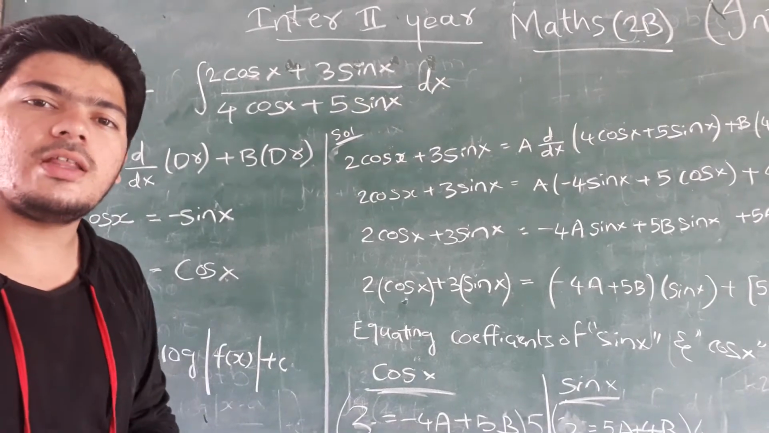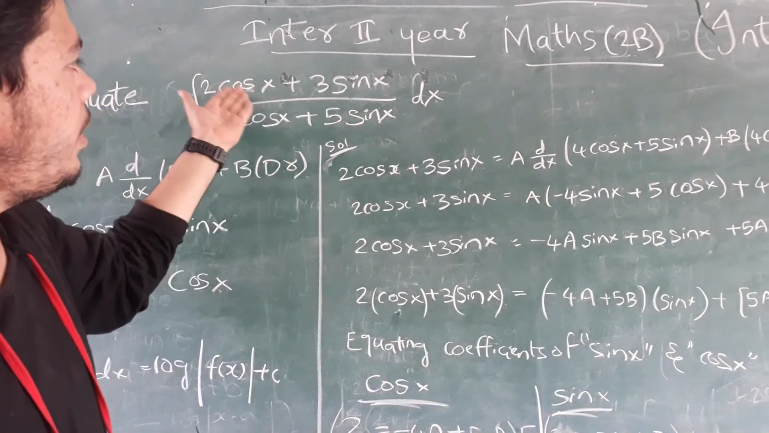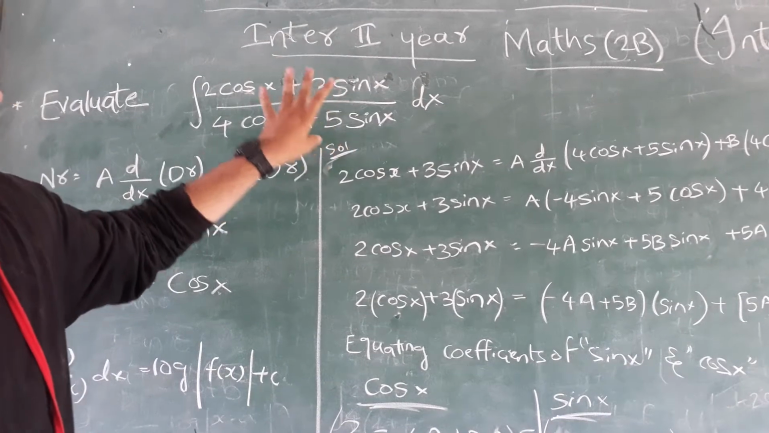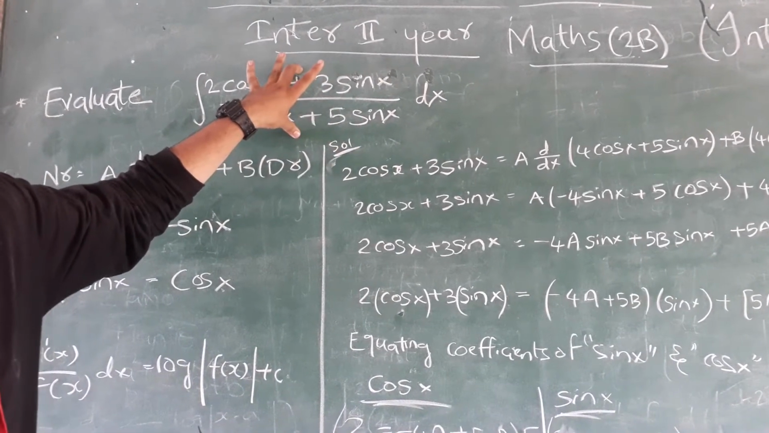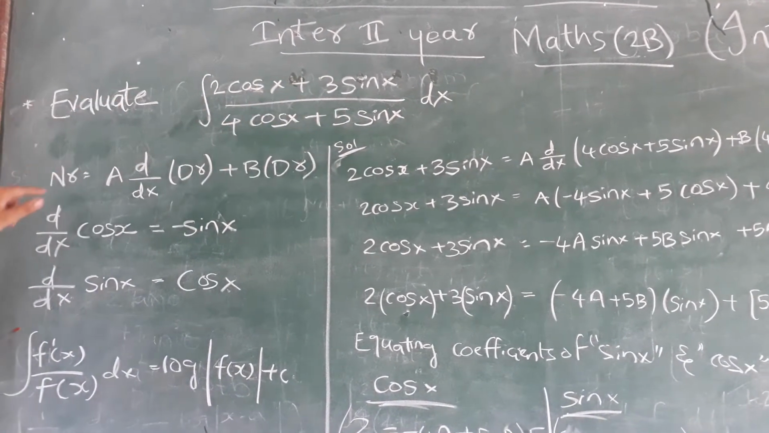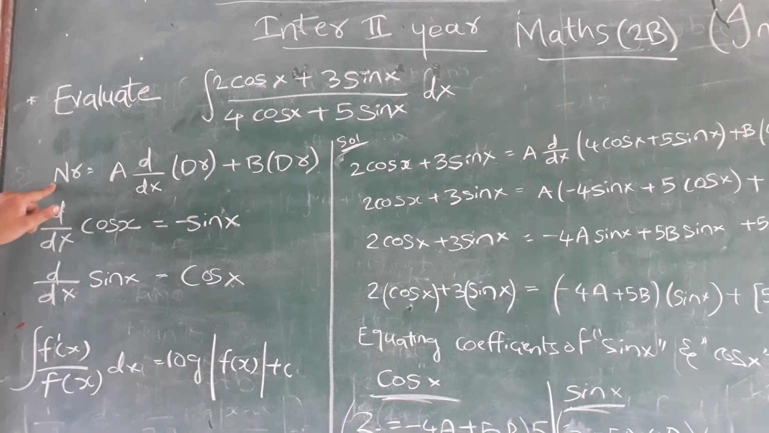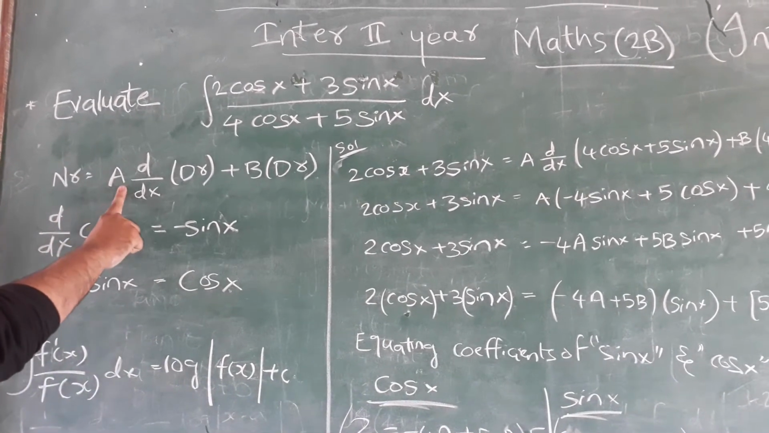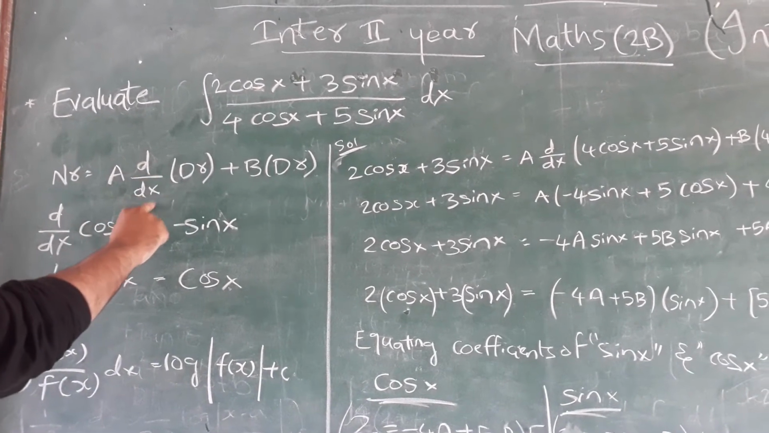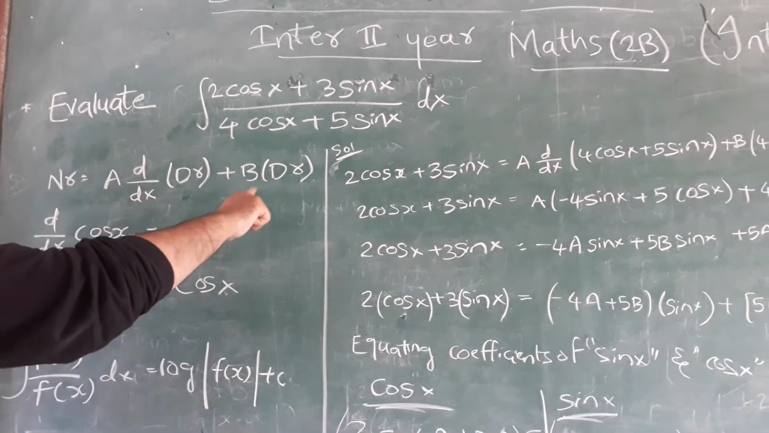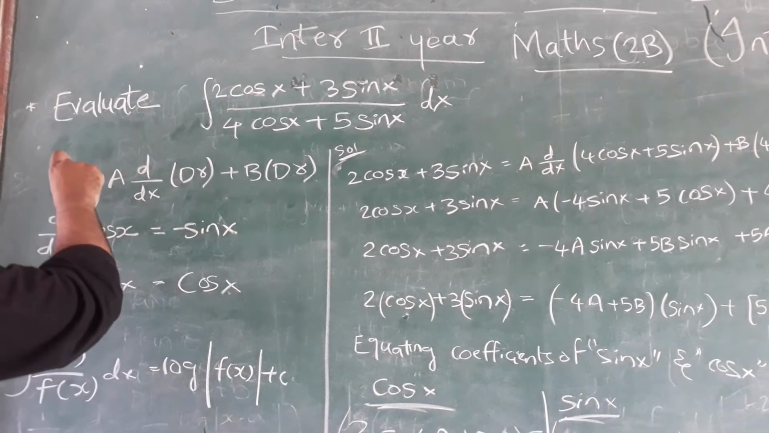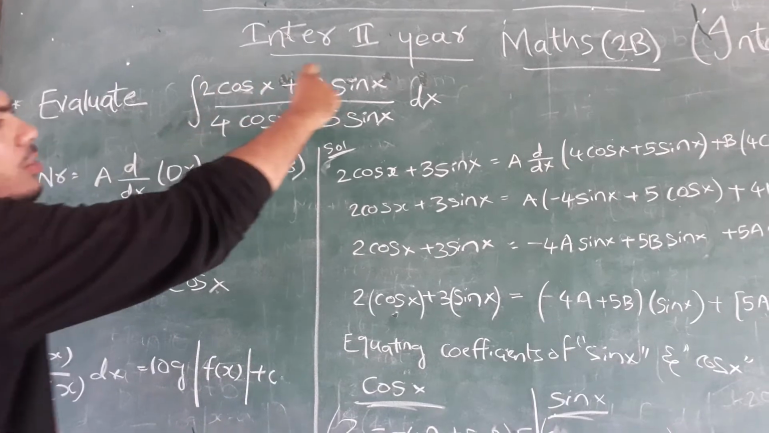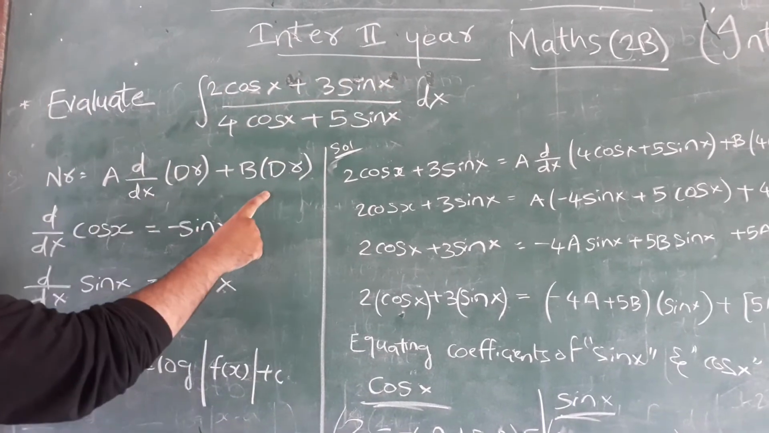If the question is in integration and of the form (a + b) over (a + b), this type of question needs this trick. The first thing is the numerator: numerator is equal to a times d by dx of the denominator plus b times the denominator. We use this trick only at the place of the numerator.